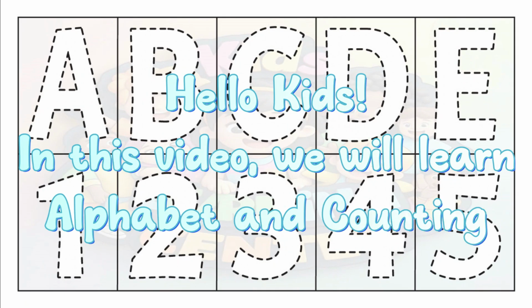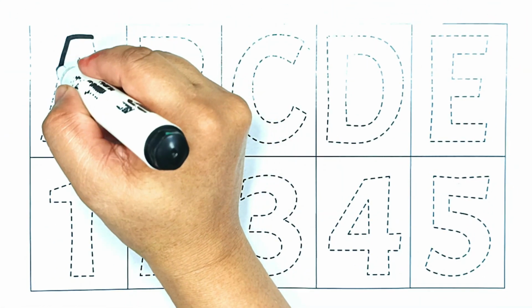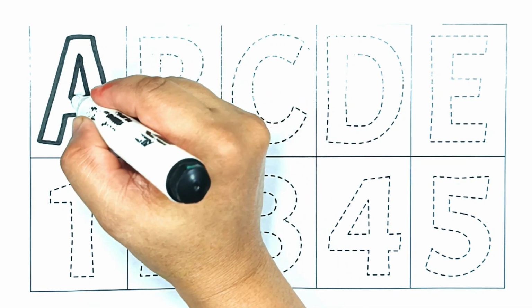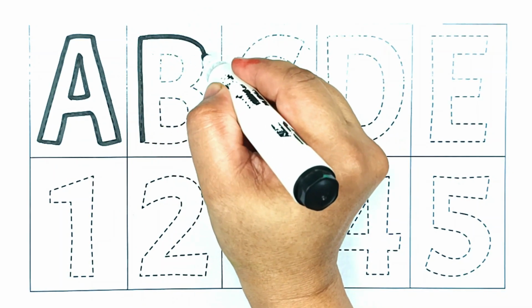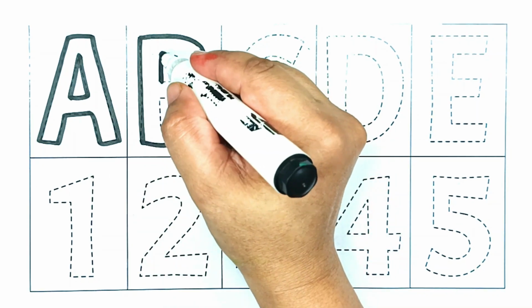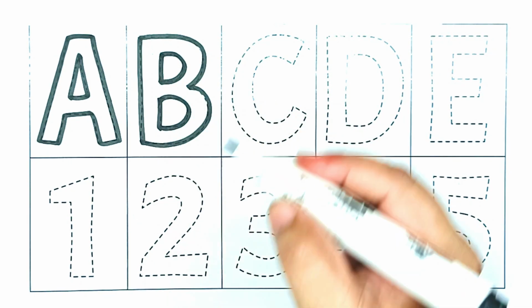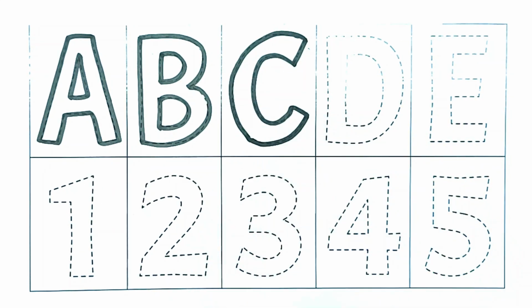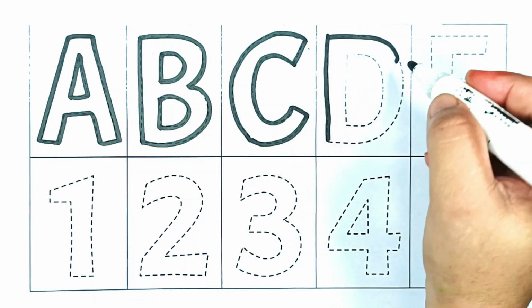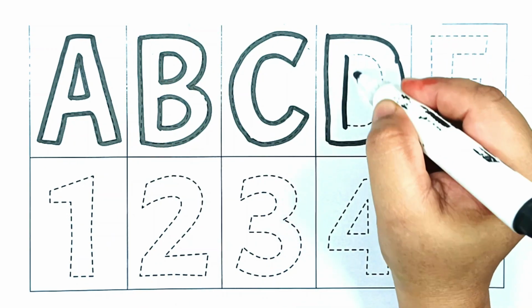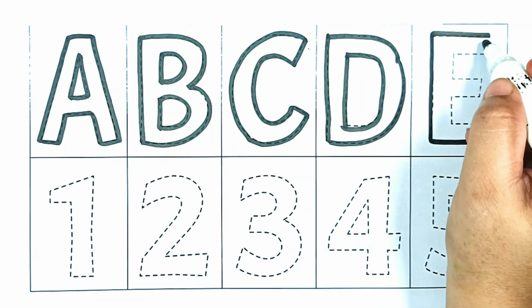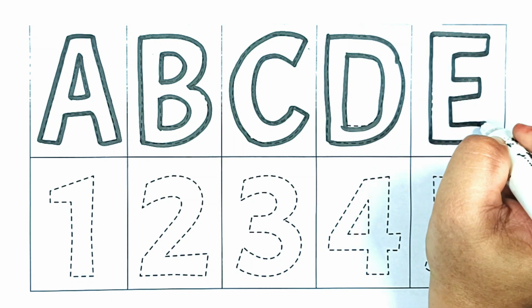Hello kids. In this video, we will learn alphabet and counting. A, A, B, B, C, C, D, D, E, E.